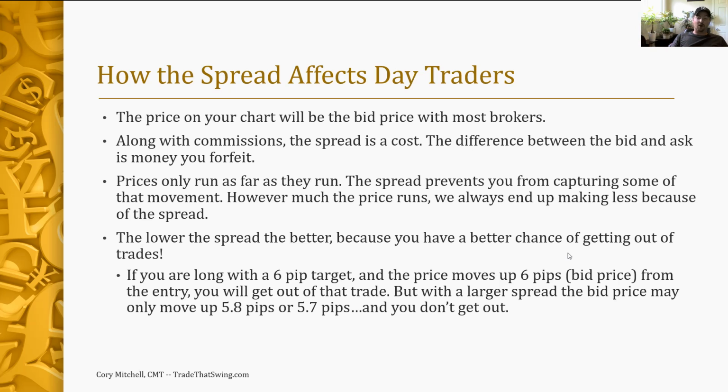Obviously, when it's really small, it doesn't affect us that much. But when you're paying a pip or half a pip, that's quite a bit of the move we're giving up. Ideally, if we can get those spreads down to 0.4, 0.3, 0.2, 0.1, that's going to be a lot better for us.